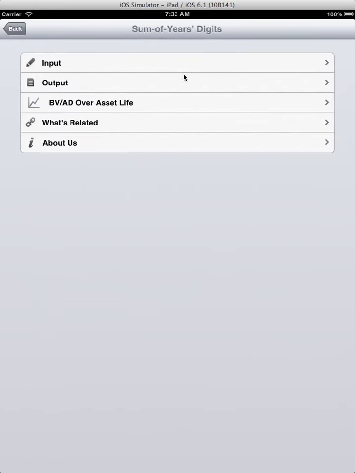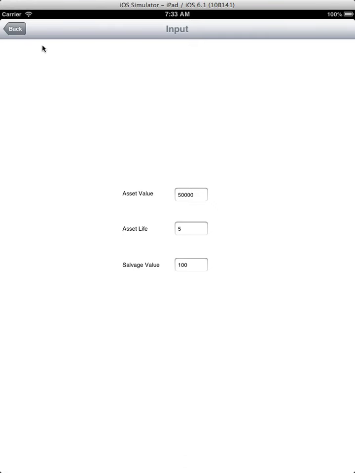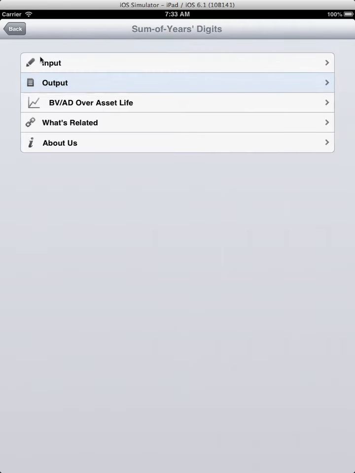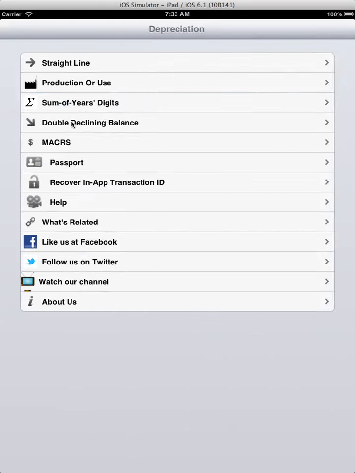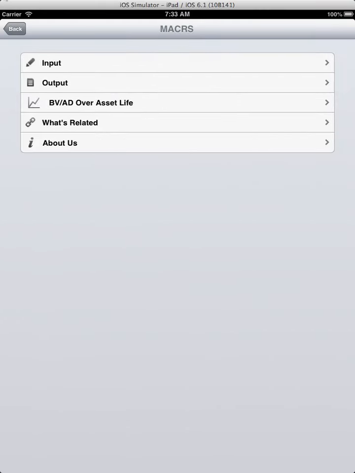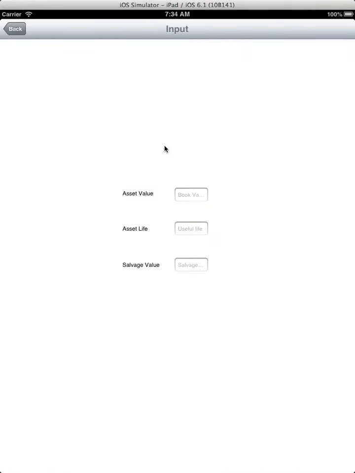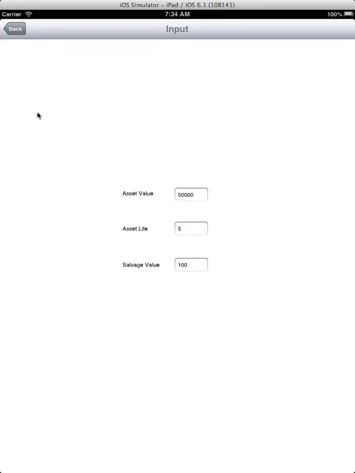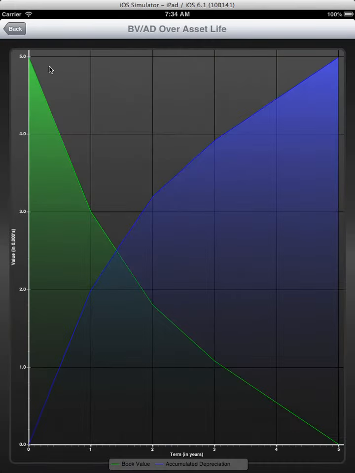Okay, now sum of years digits. This is, say, 750,000, 5 and 100, and now this is the summary of the schedule, and again this is the graph. Sorry, let's talk about the double declining balance. And here's the schedule, and here's the graph.